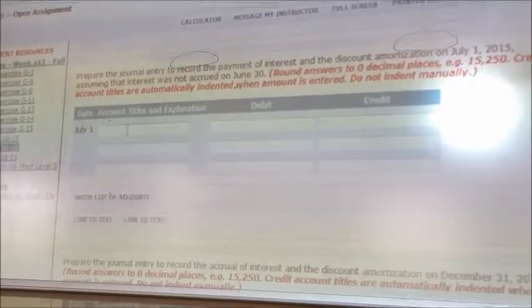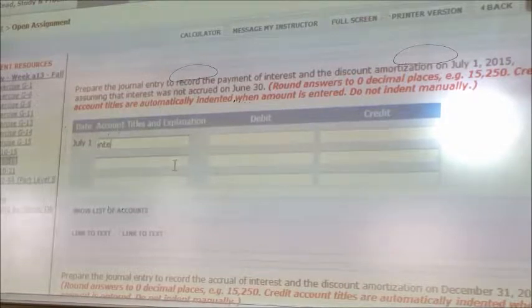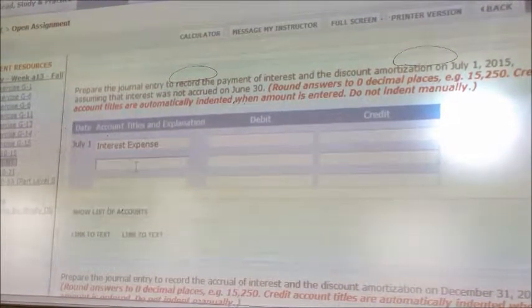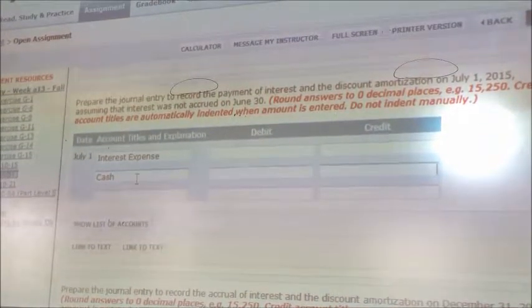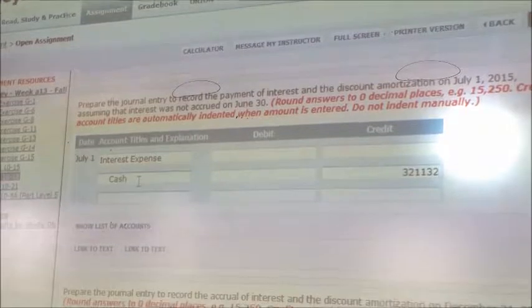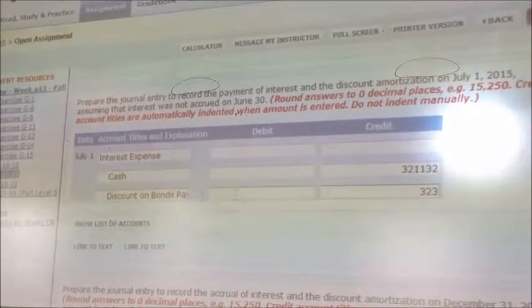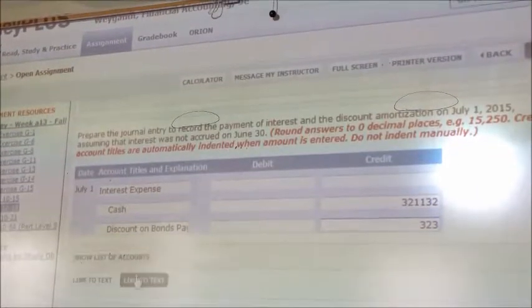And then we could come down here and do the next part, just like what we did. Interest expense. Some of it is we're going to pay cash for some dollar amount, and we're going to have a discount for some dollar amount. Just like what we're going to get rid of some of that hidden interest.